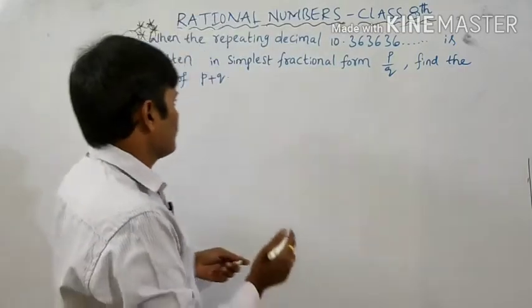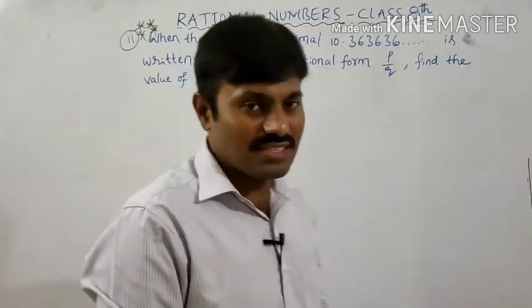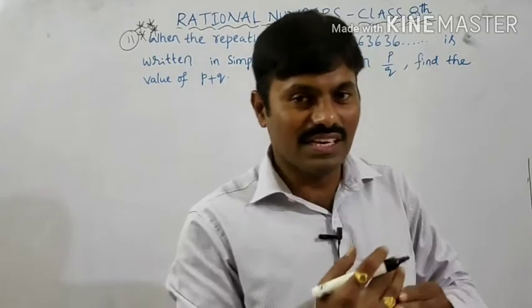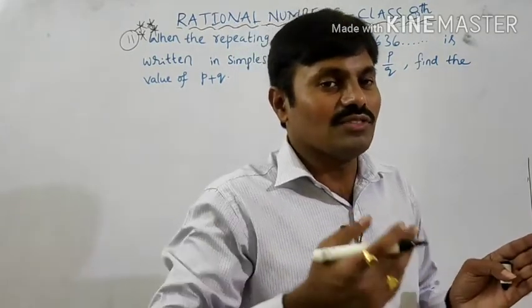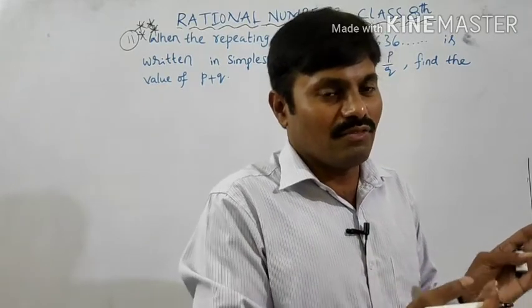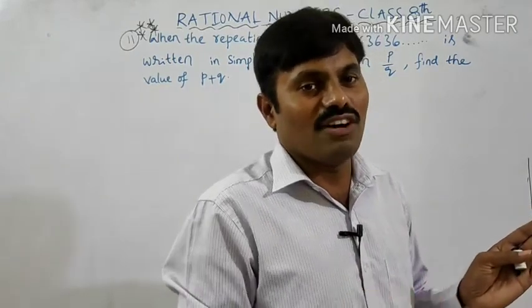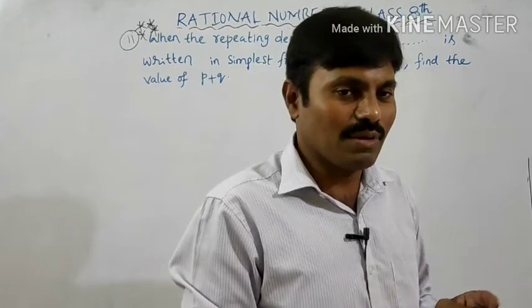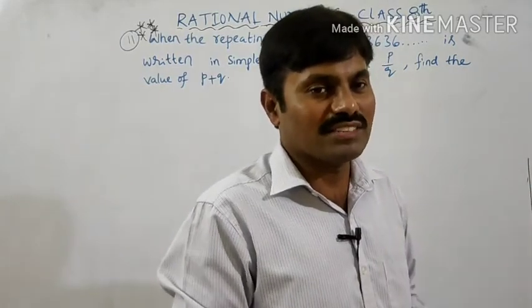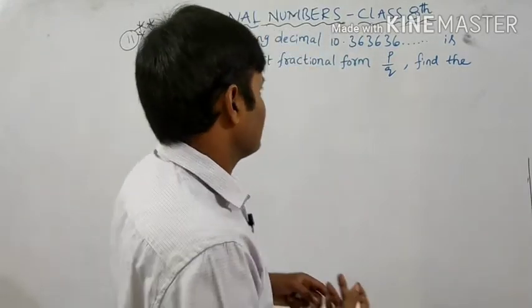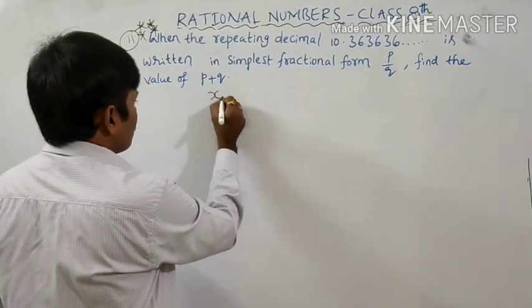See now how to solve it. We know the procedure: we consider it as x, and find out how many digits are repeating. If one digit is repeated, we multiply the value of x by 10 power 1. If two digits are repeating, then we multiply the value of x by 10 square, like that. So the same procedure we have to consider.